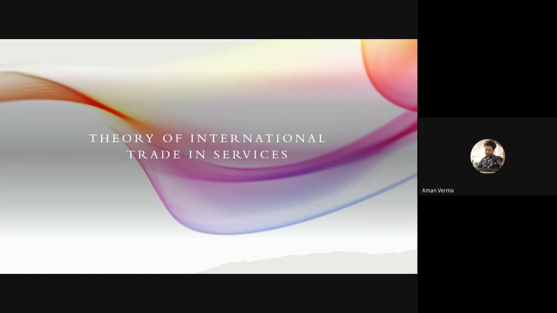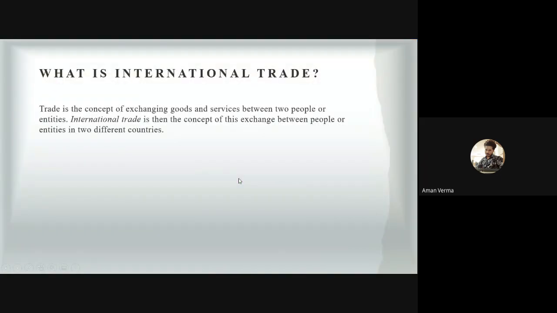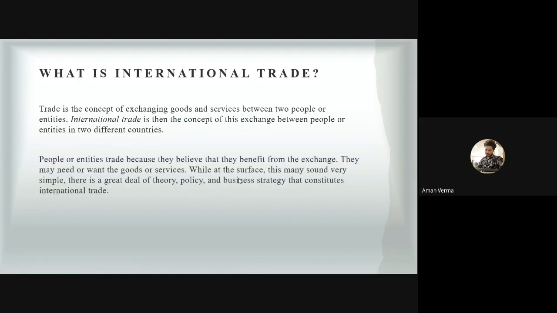The topic of my presentation is theory of international trade in services. First of all, we have to know what international trade is. Trade is the concept of exchanging goods and services between two people or entities. International trade is then the concept of this exchange between people or entities in two different countries. People or entities trade because they believe that they benefit from the exchange. They may need or want the goods or services.